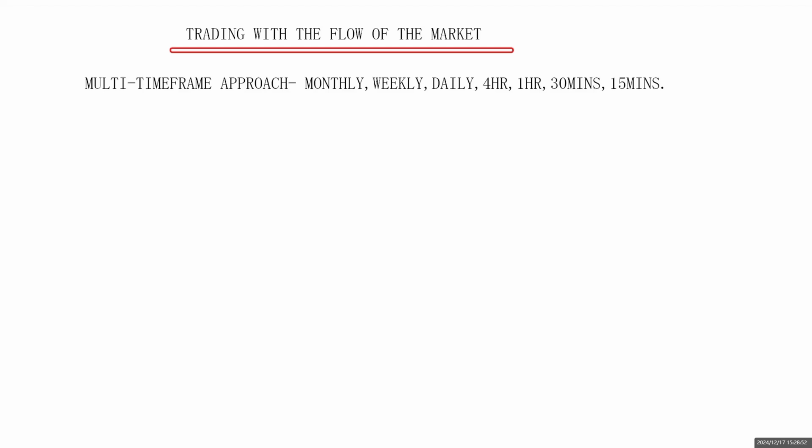Now, trading with the flow of the market means that all of these time frames are in sync, giving you an opportunity in the exact same direction. If all of these time frames are giving you a buy, it would mean that you are trading with the flow of the market. That is, the monthly is telling you to buy, the weekly is telling you to buy, daily is telling you to buy, 4 hours, 1 hour, 30 minutes, and 15 minutes are telling you to buy. That means you are trading with the flow of the market.